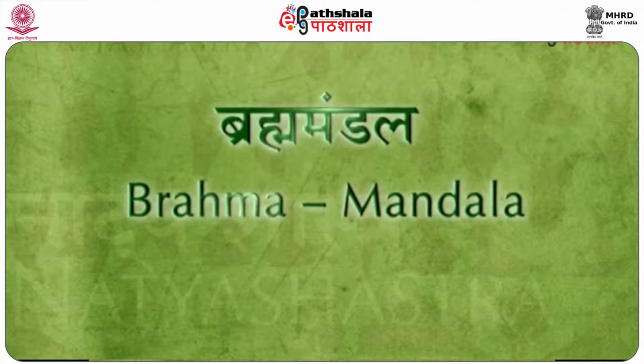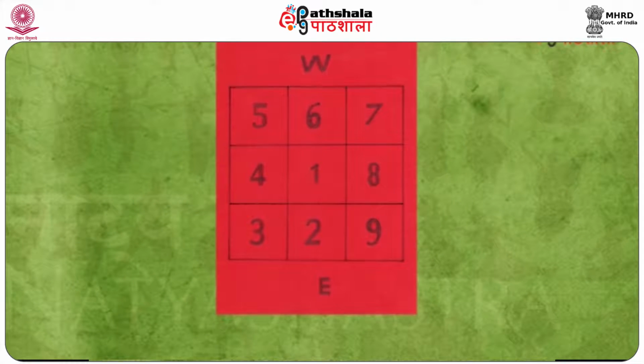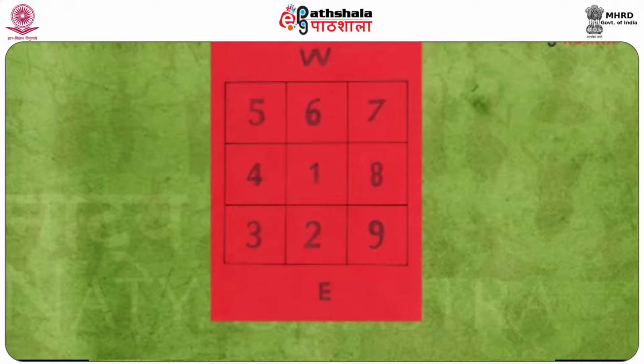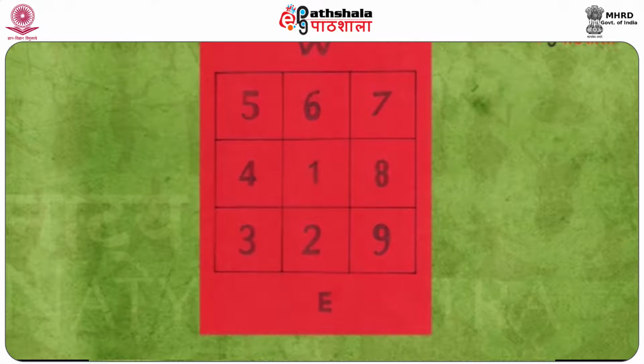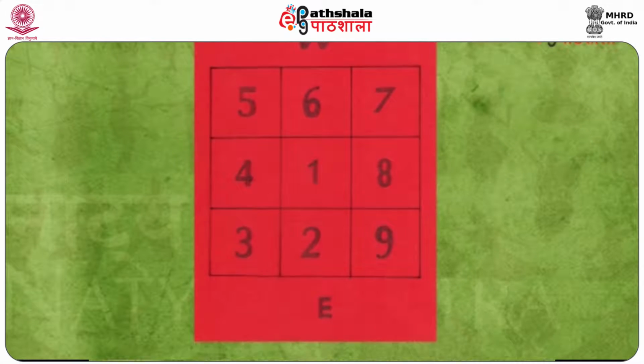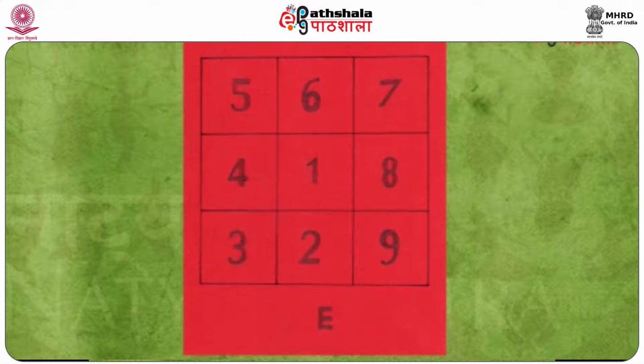Brahma Mandal, the center of the stage, is known as the Brahma Mandal because Brahma, the creator of Natyaved, was symbolically installed in its center, seated on his lotus seat. Bharat has spoken of drawing this mandala of 16 hasta square. In the middle of this mandala, 2 lines vertically and horizontally, that is to say, parallel to the sides, were to be drawn, and different gods were to be installed in the apartments made by these lines.